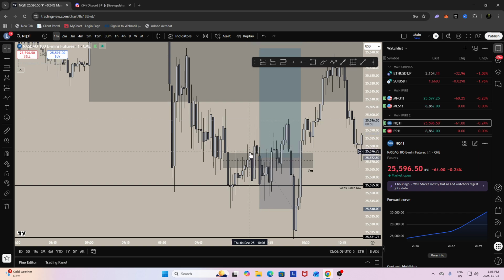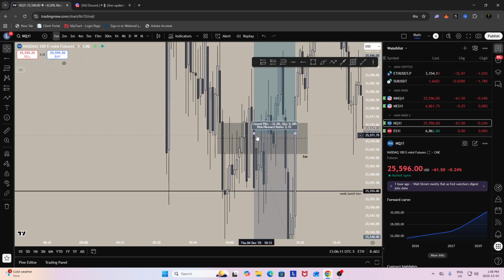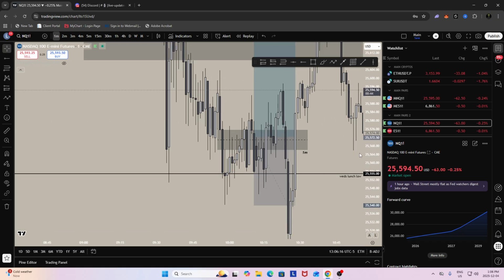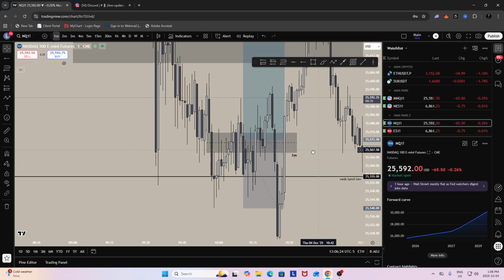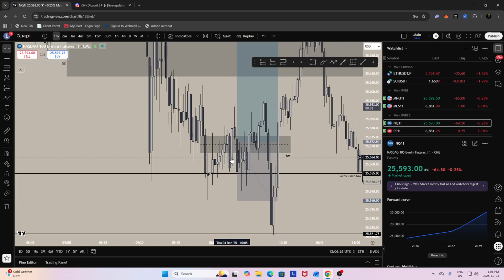So we come up, we get the inversion on this very small inversion right here. We come back in. I initially wanted to enter right here, but we end up just dumping right through. Then I took my actual entry after we got a 30-second inversion. I got a good fill around 573 on this 30-second inversion, which came on this candle right here at 10:08 on this 1 minute candle right here, which ended up giving us a nice CISD.